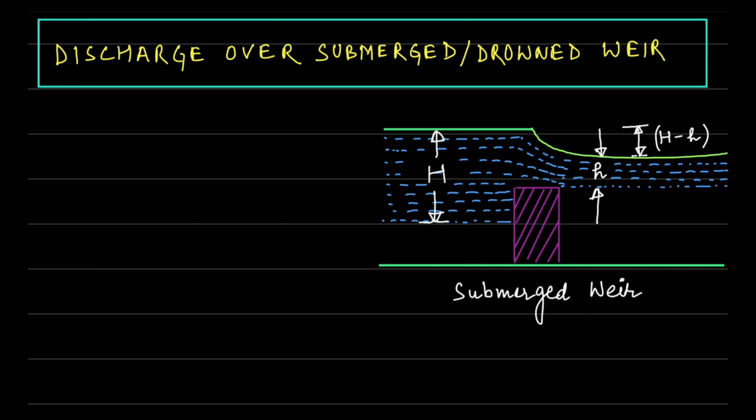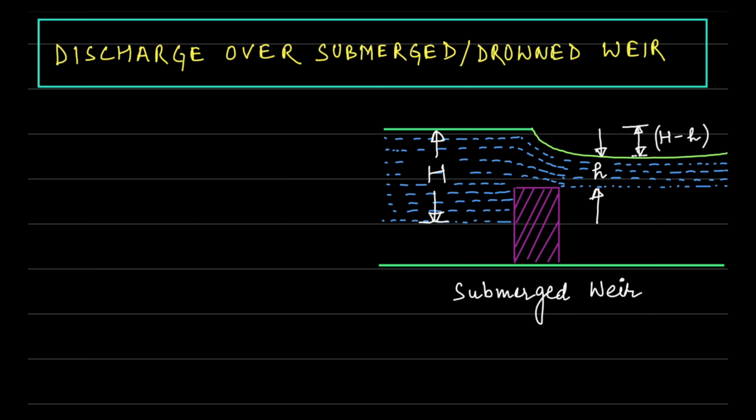Our next article for the discussion is discharge over a submerged or drowned weir. Before proceeding to find the expression for the discharge, first of all we have to understand what exactly we mean by a submerged or drowned weir.